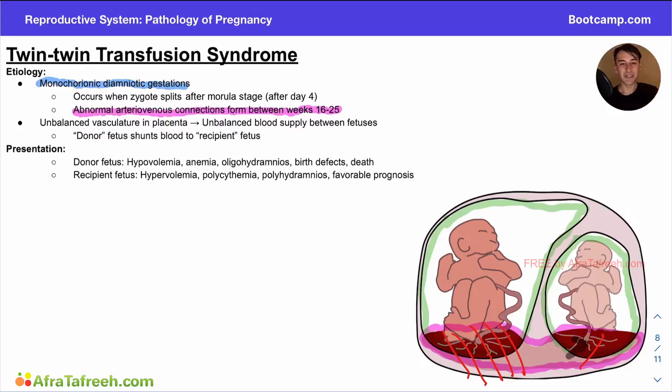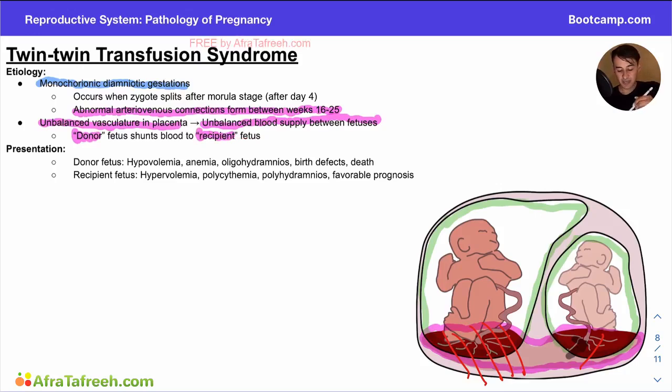And we call this twin transfusion syndrome because it's almost as if one twin is giving all of its blood, almost like it's giving a transfusion to its other twin. And so essentially the pathophys here is unbalanced vasculature in the placenta, leading to unbalanced blood supply between our fetuses. And we refer to the fetus that is giving blood to the other one as the donor fetus. And then the fetus that is getting a lot of excess blood we think of as the recipient fetus.